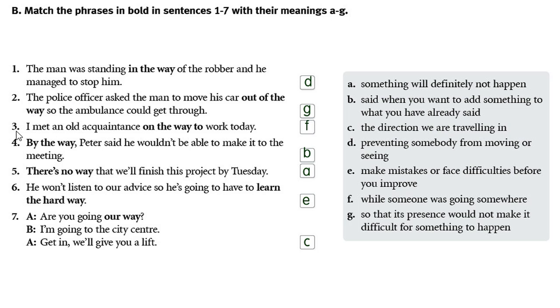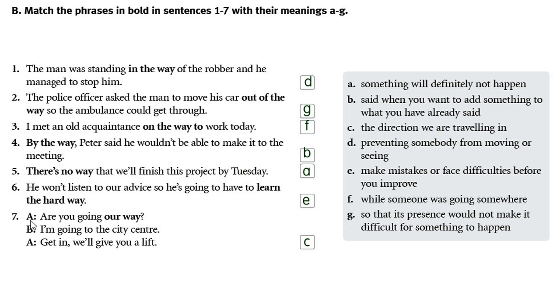Number 3. I met an old acquaintance on the way to work today. On the way يعني في طريقي إلى العمل. Number 4. By the way، بالمناسبة، Peter said he wouldn't be able to make it to the meeting. Number 5. There is no way that we'll finish this project by Tuesday. There is no way يعني لا توجد وسيلة أو فرصة. Number 6. He won't listen to our advice, so he's going to have to learn the hard way. عليه أن يتعلم بالطريقة الصعبة لأنه لا يسمع النصائح.